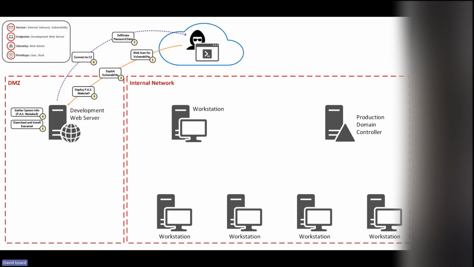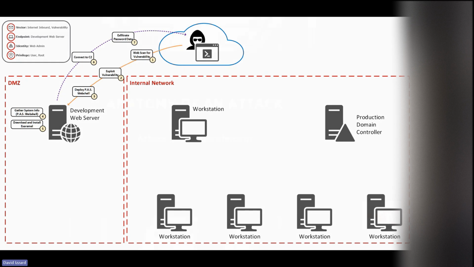as we go along. So in the first stage of this attack, as it unfolds, the things that we're going to be keeping track of are up in that right-hand corner, right? So we can see the attackers clearly coming in via an inbound internet connection. That's their vector, leveraging a vulnerability. They're attacking a web server in this particular case. So that's the endpoint. The identity that they're leveraging in this case is the web admin, and the privilege that they have on that box is user and root.